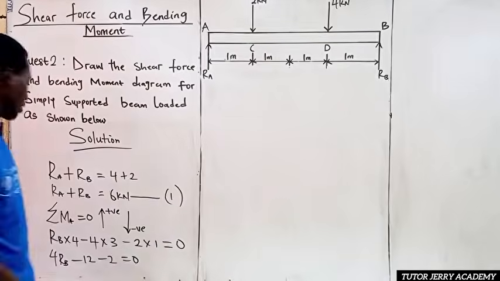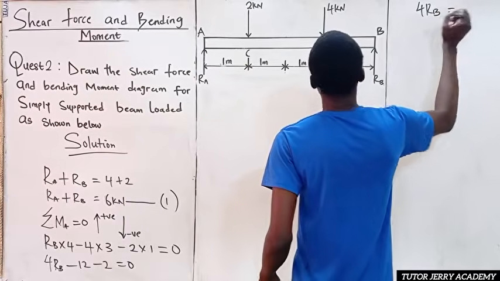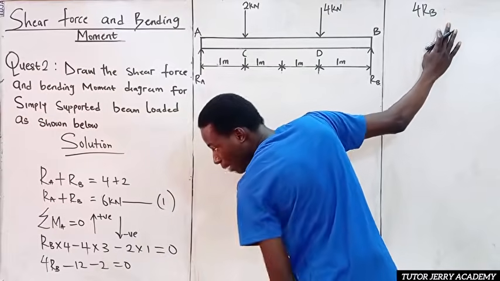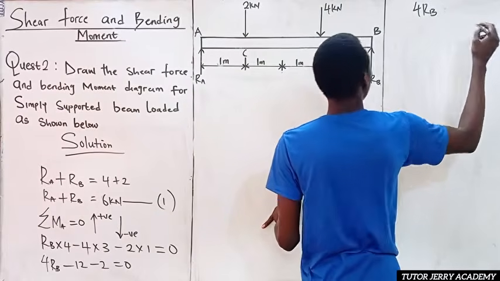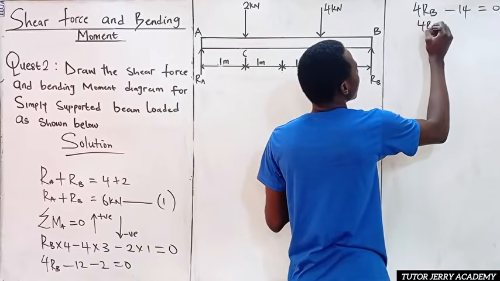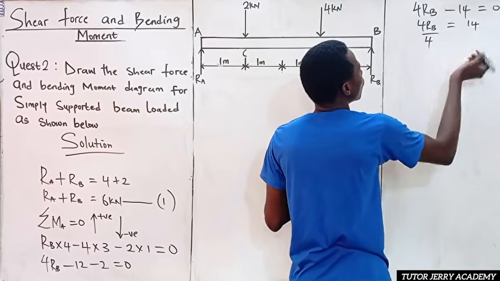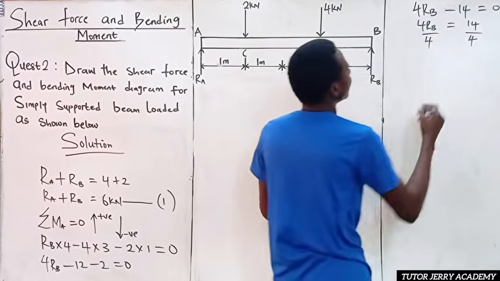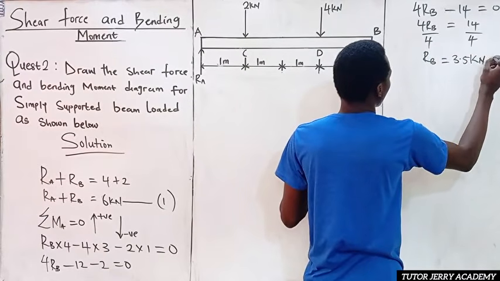This implies that 4RB will be equal to, or let's not jump, we have minus 12 minus 2, which is nothing but minus 14. So we have 4RB minus 14 equals 0, so 4RB will be equal to 14. If we make RB the subject, 14 divided by 4 is nothing but 3.5. So RB is equal to 3.5 kilonewton. Don't forget your unit.